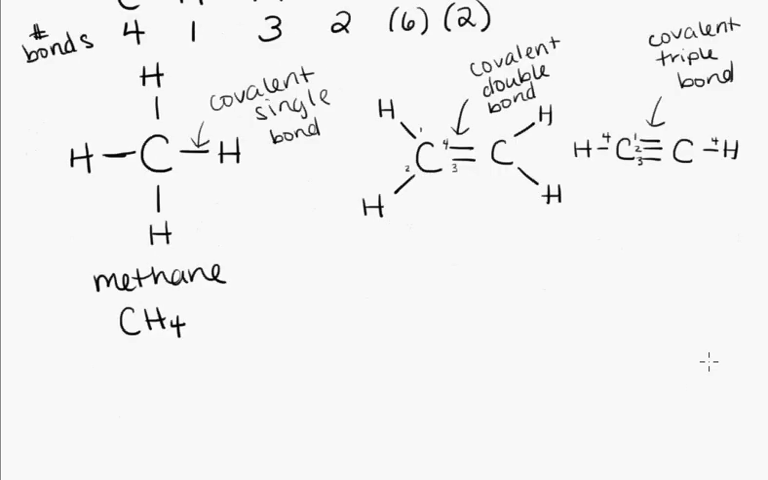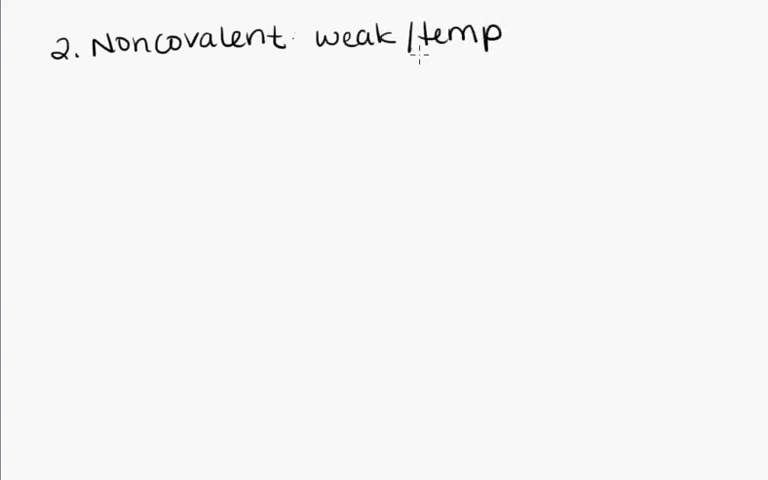Okay, so after covalent bonds, those are strong permanent bonds, we also have something called noncovalent bonds. Noncovalent bonds are weak and temporary, whereas covalent bonds were strong and permanent. So where these occur is between water molecules, for instance. These also occur between strands of DNA. This also occurs between sugar molecules.